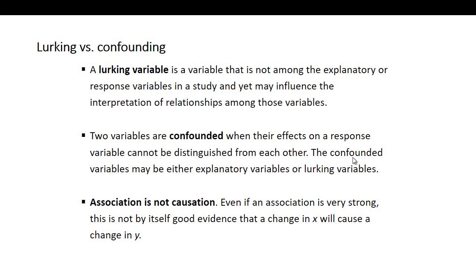Two variables are confounded when their effects on a response variable cannot be distinguished from each other. The confounded variables may be either explanatory variables or lurking variables. Association is not causation. That is, even if an association is very strong, this is not by itself good evidence that a change in X will cause a change in Y.